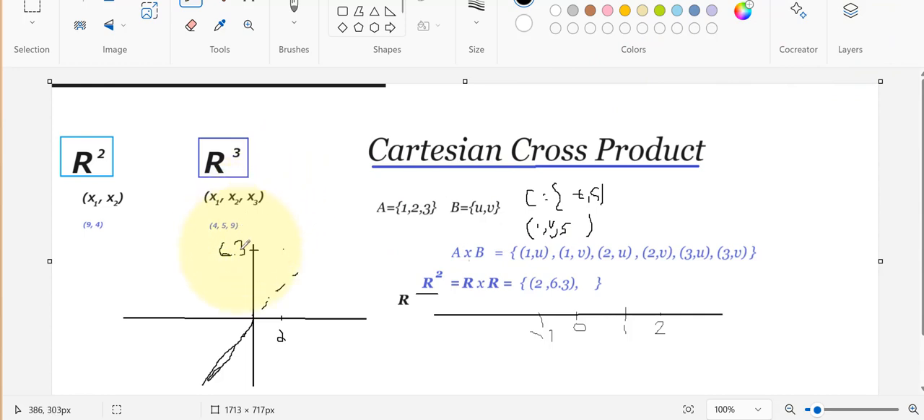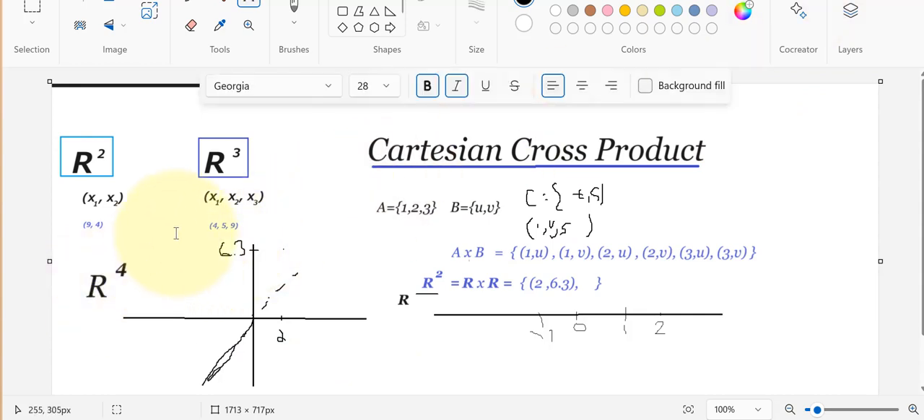And then we could also talk about R4. If we do R4, we can't draw it like we can draw R2 and R3, but we can still talk about R4, and there are going to be 4 elements in each entry. Or we could talk about R5, that would be 5 entries. Or R6, there would be 6 entries. Or generally speaking, Rn, where we would have n entries. So that's what we mean by R2, R3, R4, and so on.